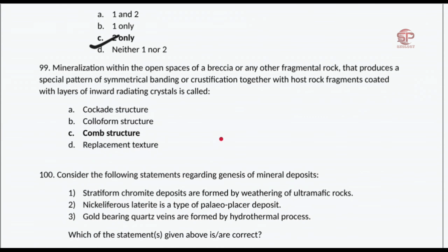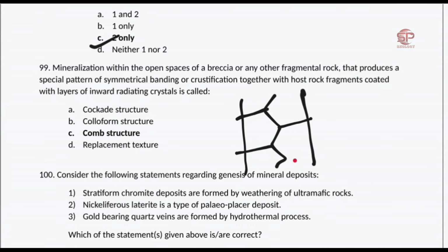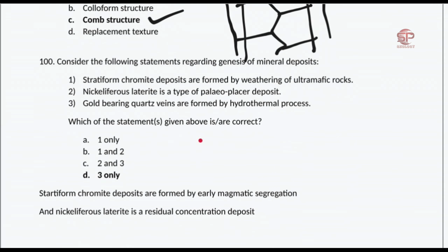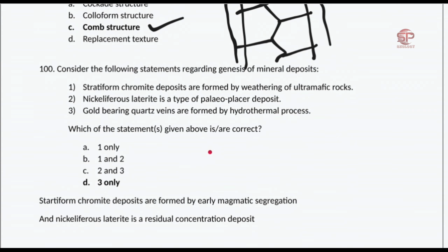Then mineralization in open space. In a hydrothermal solution, there is a texture where crystals project from the wall. We also find banding and crustification all together. So it can be called a comb structure. This is a characteristic texture of hydrothermal deposition. The answer will be comb structure.